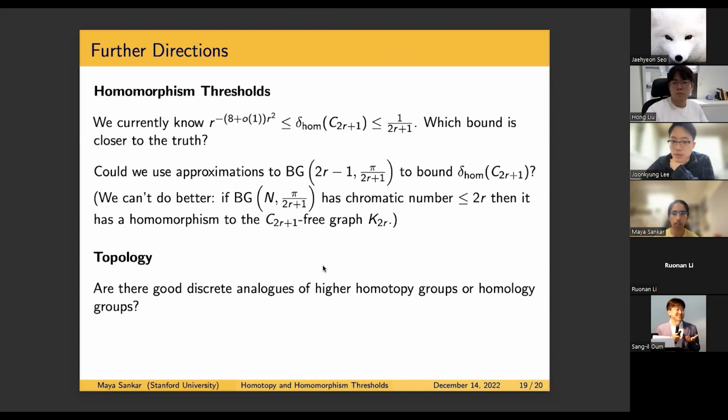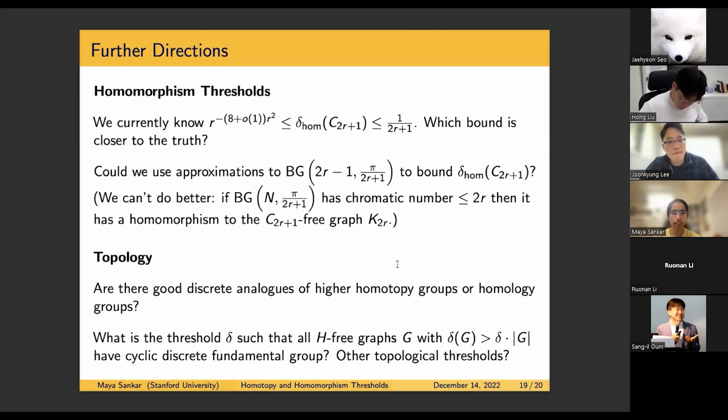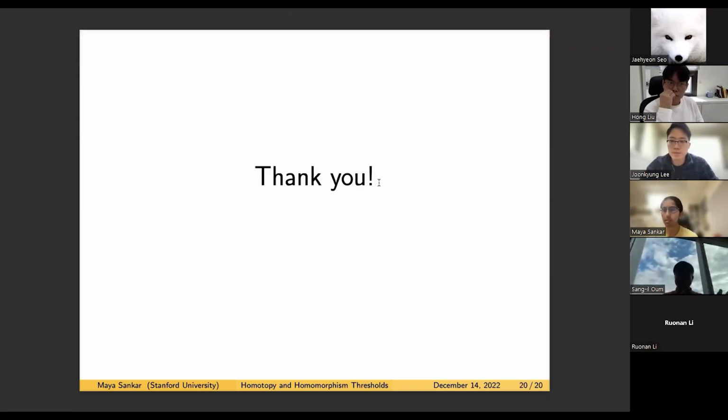On the topological side, I'm curious if there are good discrete analogs of higher homotopy groups or homology groups. Maybe these would be related to the neighborhood complex as well. And then the last question I want to ask is, one can look at topological thresholds. One can ask, what is the threshold such that all H-free graphs with a certain relative degree fraction have cyclic discrete fundamental group? Or one can ask about other topological thresholds. This is a little bit of an open-ended question. I've finished a bit on the early side, but please feel free to ask questions, and thank you.